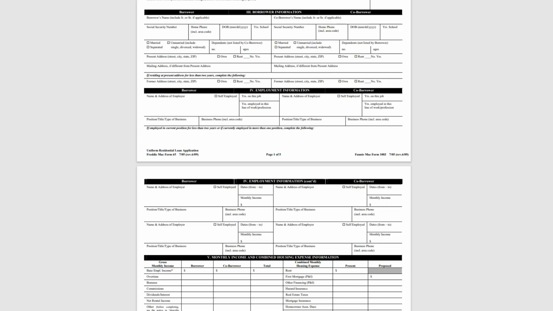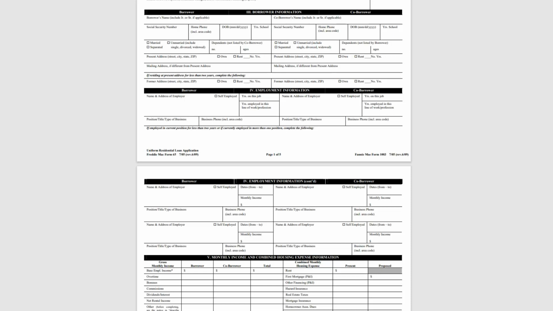Then section 4 is your employment information, so the name and address of your employer. And are you self-employed? If you're self-employed, you have to check the box. The years at this job, years employed in this line of work. So this is important because if you were a W-2 employee and you switch to self-employed, you're going to have to wait 2 years because they need to see 2 years worth of tax returns and income to define your stability. So there are other programs, but for most people, that's what you have to do.